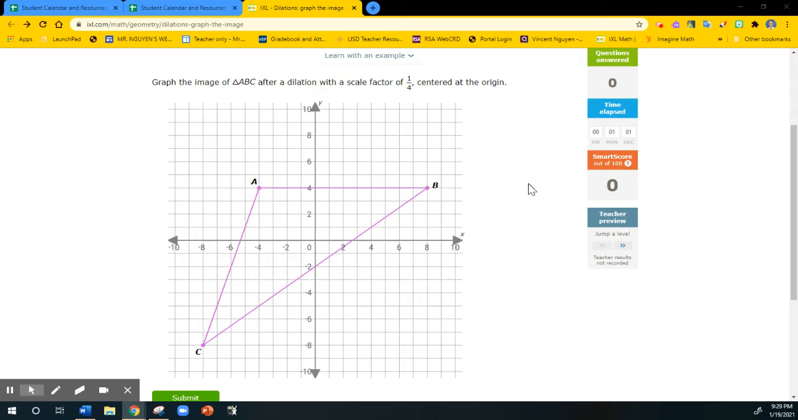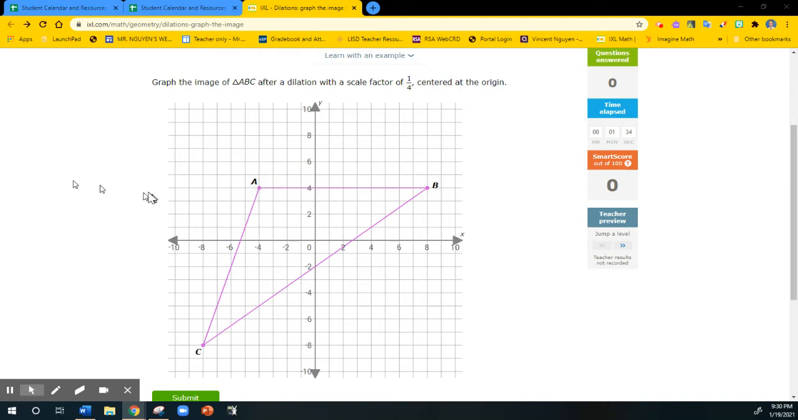an enlargement. So what you do here is you take every coordinate and focus on both. I would focus on the x first and then the y. Here, the x at -4 is going to shrink 4 times because the scale factor is 1/4. So you just take -4 and divide it by 4, and you end up at -1. And for the y coordinate, it's at 4. So A is at -4, comma 4.